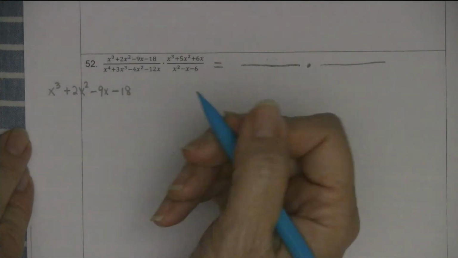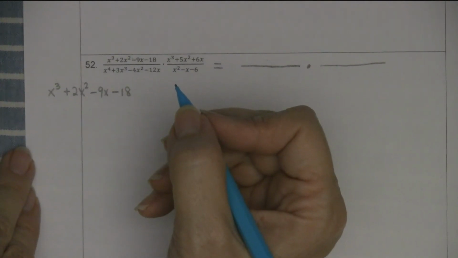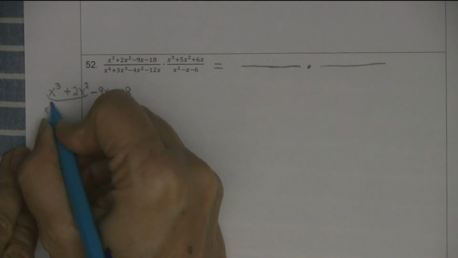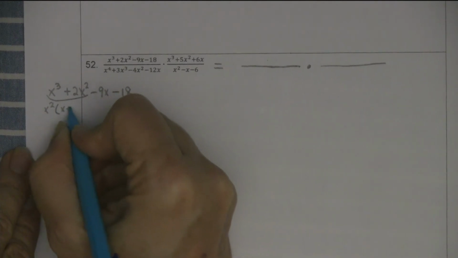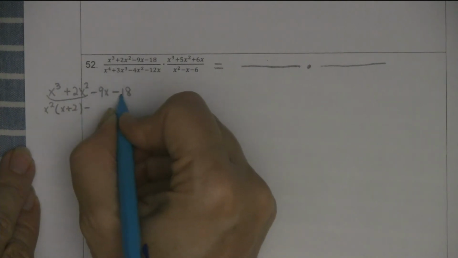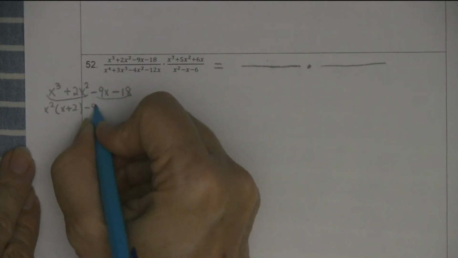And it doesn't have a greatest common factor for all 4 terms. So I'm going to group the first 2, which has x squared in common. So this is x plus 2. And then I'm going to pull out the minus, and the common factor is 9. So minus 9 comes out here.